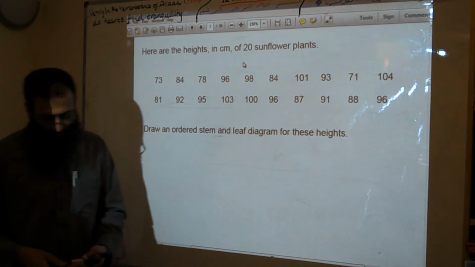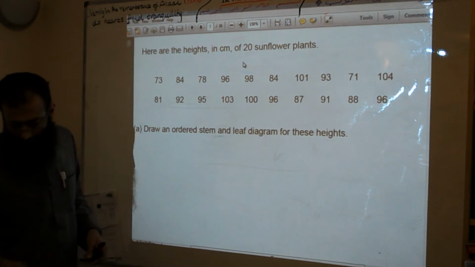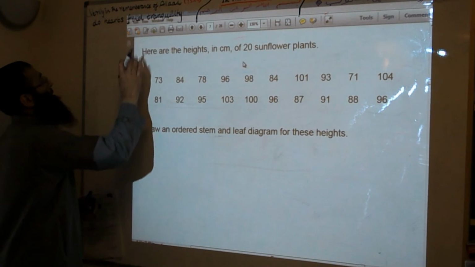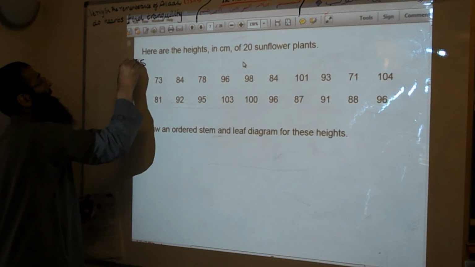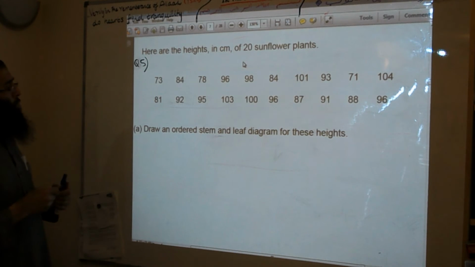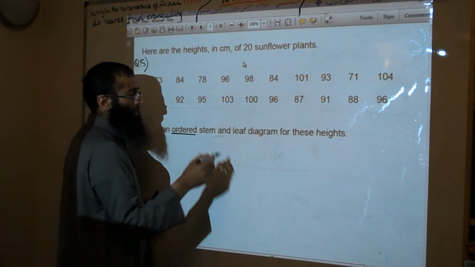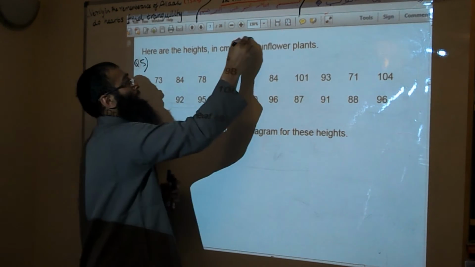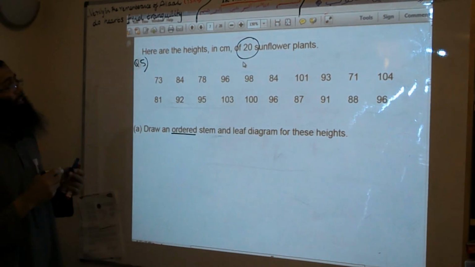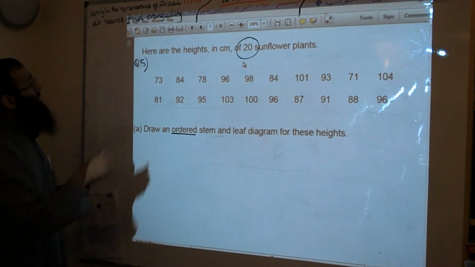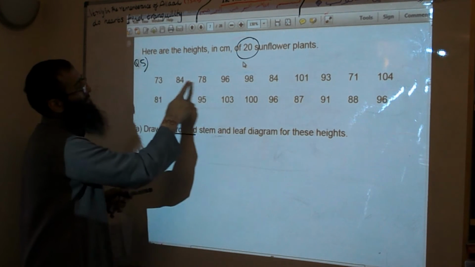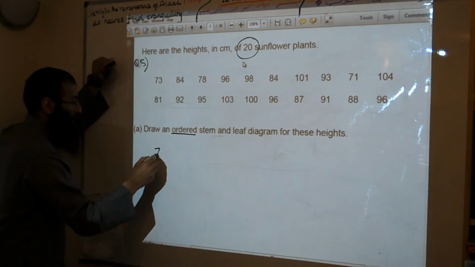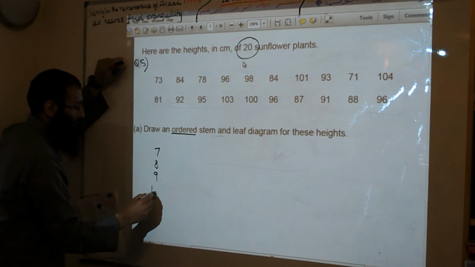Okay, this question is question 5. Draw an ordered, keyword is ordered, stem and leaf diagram for these heights. Now how many data items do we have in this question? 20 data items. Okay, now we look at the beginning: 7, 8, 9s and 10s. So 70s, 80s, 90s and 100s.